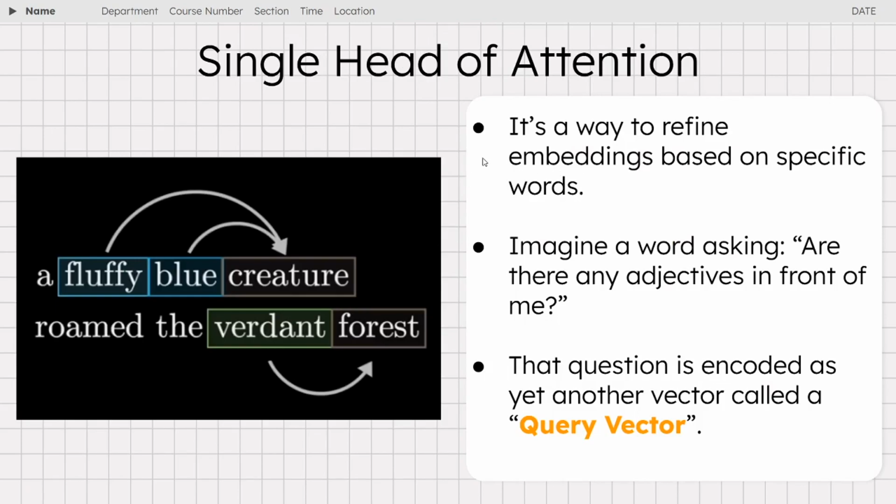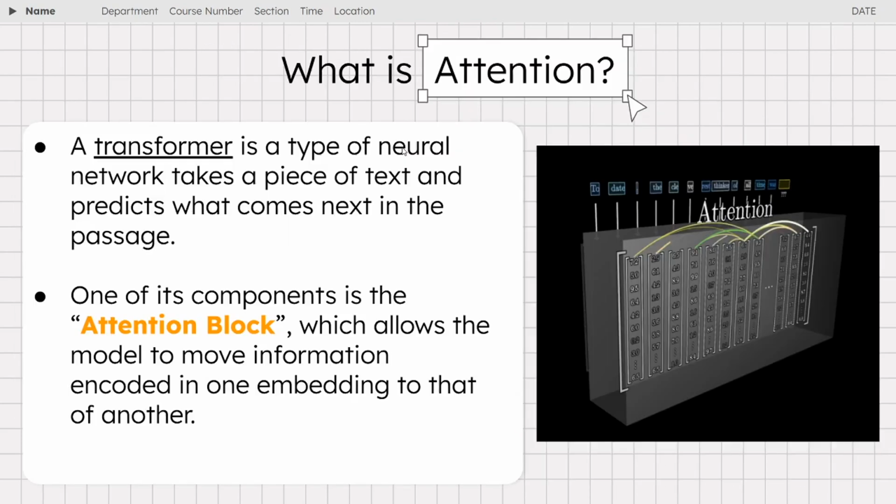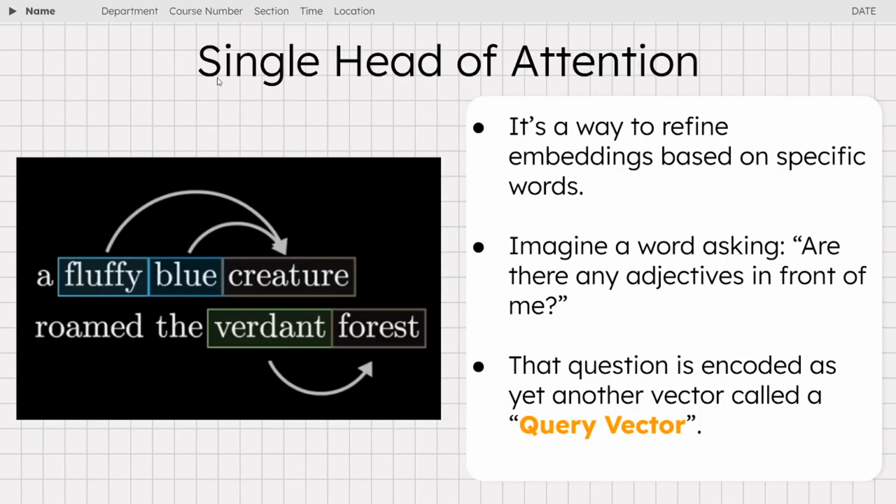But let's say that we only want certain words to affect the last word. We don't want all of it. We just need specific words. To achieve this, we use a single head of attention. And it is a way to refine embeddings based on specific words.